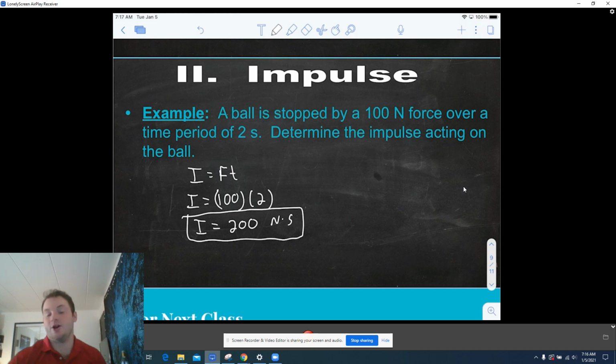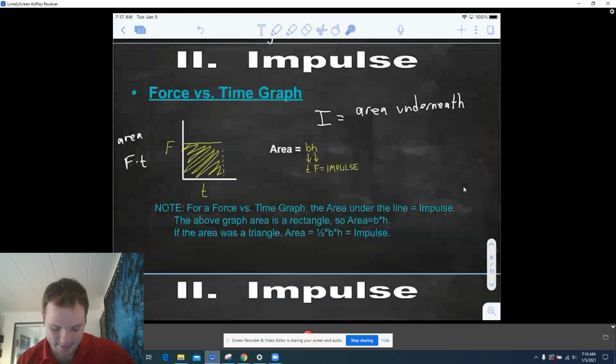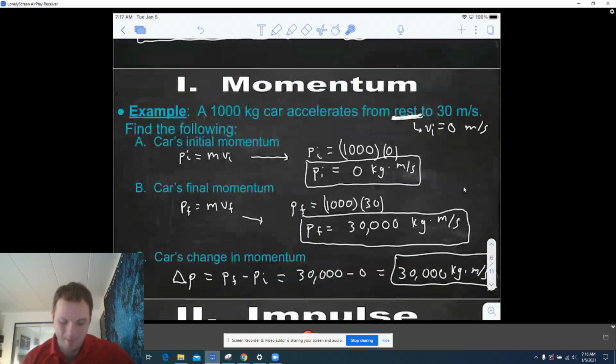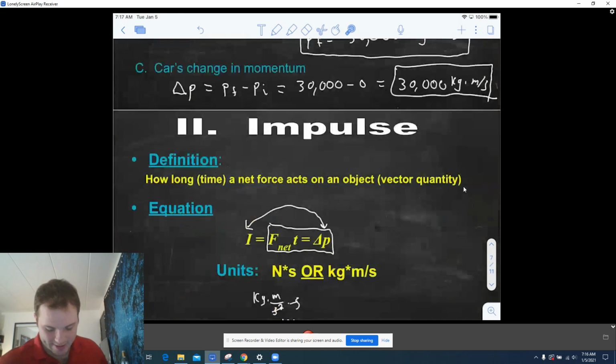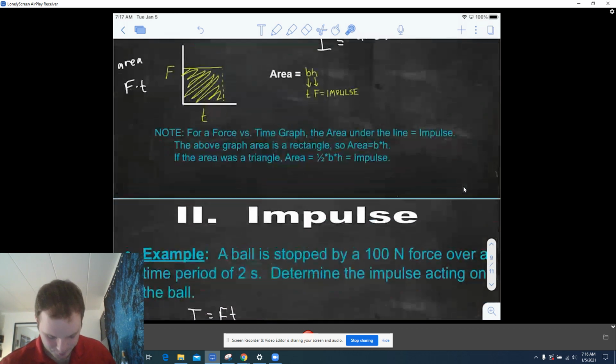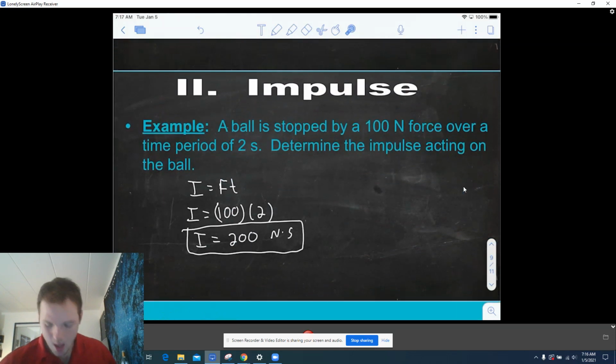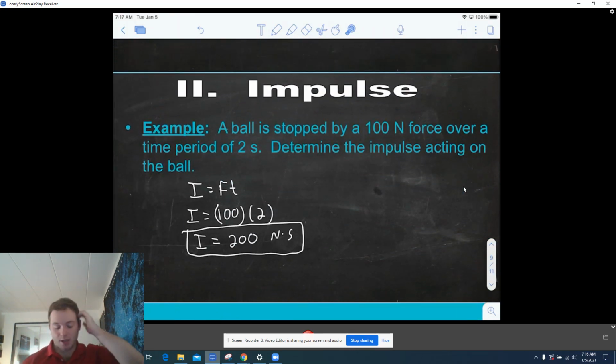So all our units here are staying relatively the same as before. We have force in newtons, time in seconds, mass in kilograms, and velocity in meters per second. So no new units here except for impulse and momentum. And that's how you would use that equation.